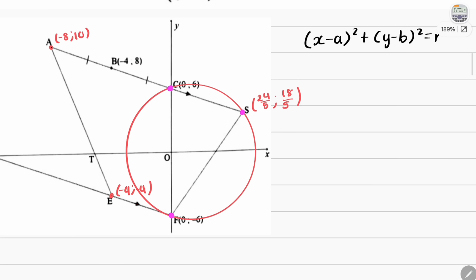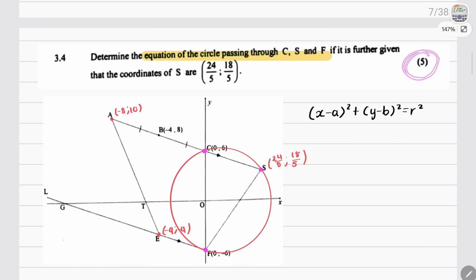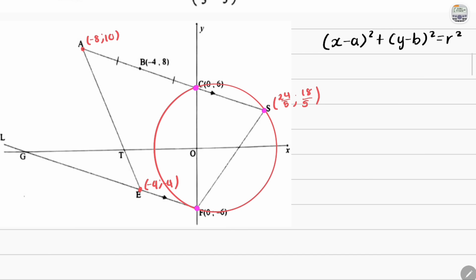Can we see that here? Doesn't really seem like it. It is 5 marks, so it's probably something we really need to think about. I just see something interesting going on here. Do you see this line over here? See this line, right? CF. Notice how from the origin, if you go to C, that's exactly 6 units up, right? And then from the origin, if you go down to F, that's exactly 6 units down.